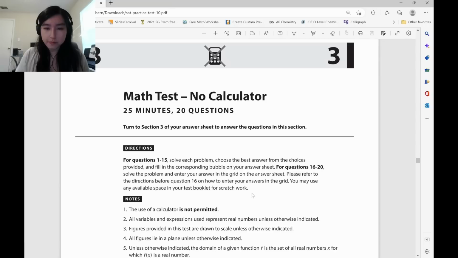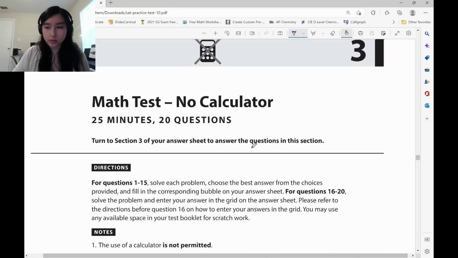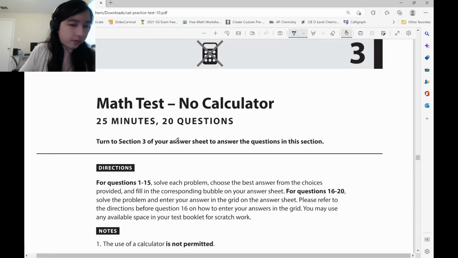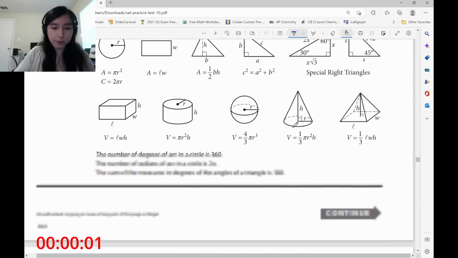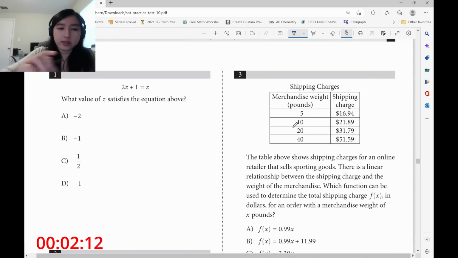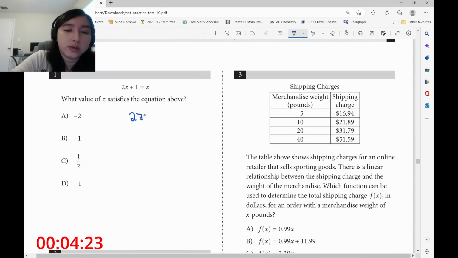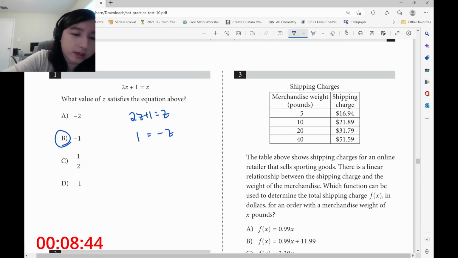Alright, here's the math portion. Let me just get my timer ready and we'll start in 3, 2, 1, let's go. So what value of z satisfies this equation? Well, 2z plus 1 equals z, negative z equals 1, so z is negative 1.